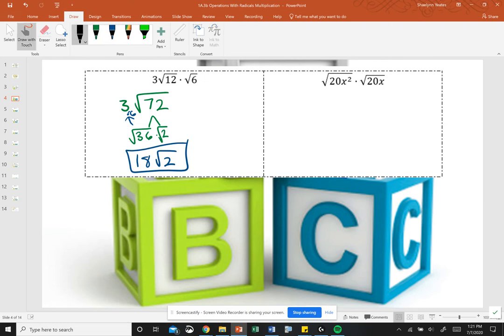All right, so then over here, you can always reduce underneath the radical first and then multiply and then see if you have to reduce again. You can always do that. That's an option. I don't really care what you do. It's up to you. So right here, I'm going to just do what we've been doing.